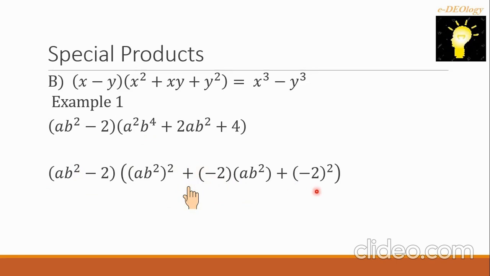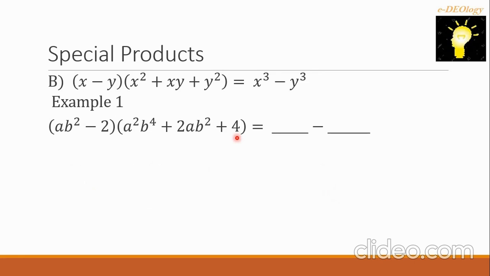For the third term, we should show that this is the square of the second term of the binomial. So this is negative 2. If we square this, it will go back to our positive 4. So it means the pattern is met.